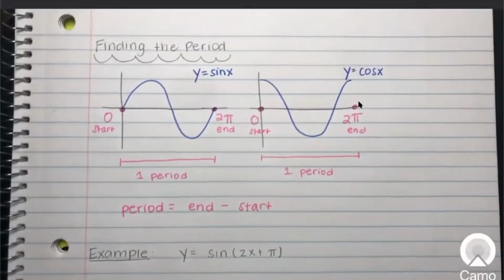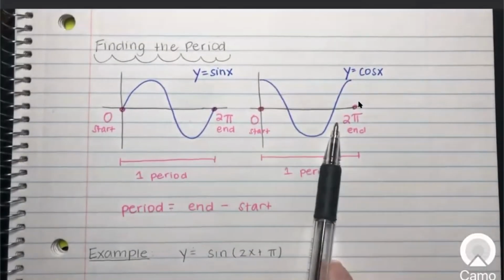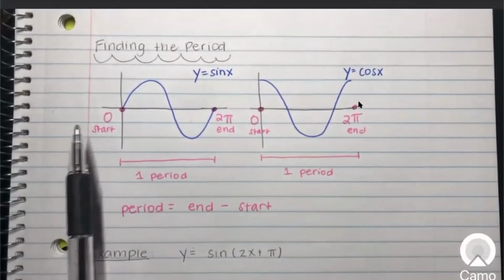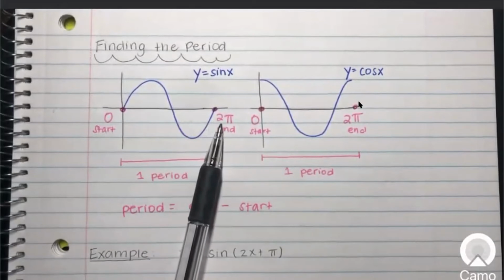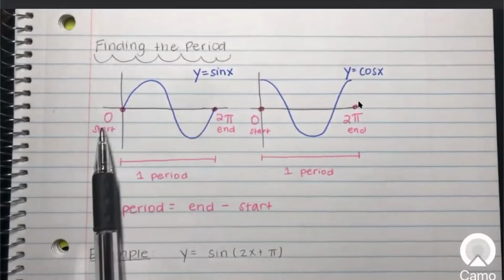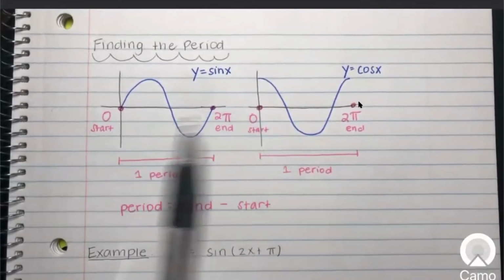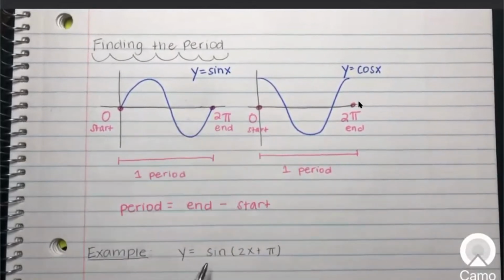So I kind of have a summary of our sine and cosine functions in terms of the period. Yesterday we explored how we can describe period by subtracting the starting point from the ending point. So what we're going to do for our functions today is use these parent functions to help us determine the period.